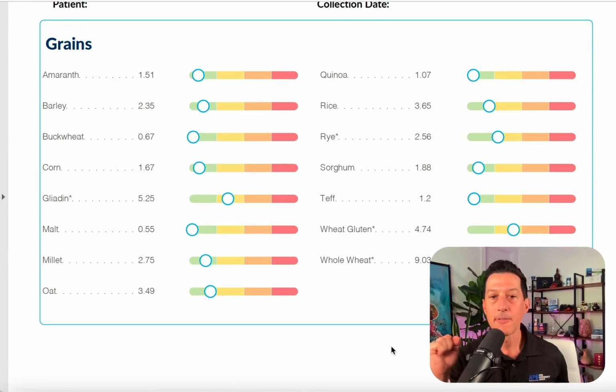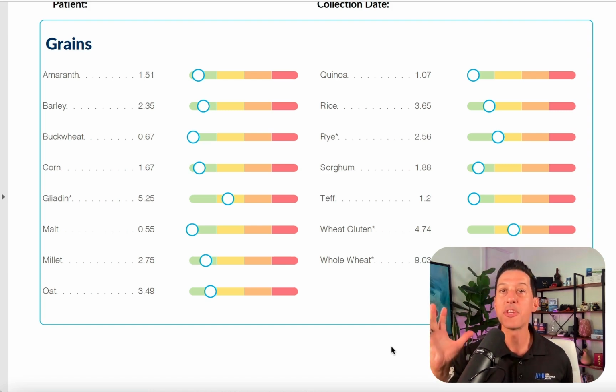Now, under grains, this person doesn't really seem to be sensitive to any grains except a category of wheat. So nothing with amaranth or buckwheat or corn or oats or millet or quinoa, but they're mildly sensitive to rye, sensitive to gliadin, which is a protein in gluten, sensitive to wheat gluten, and sensitive to whole wheat.